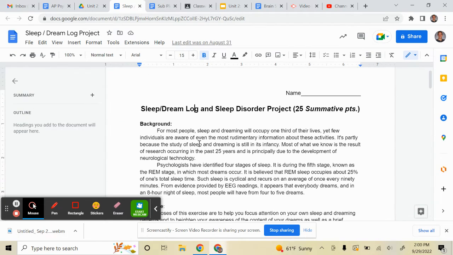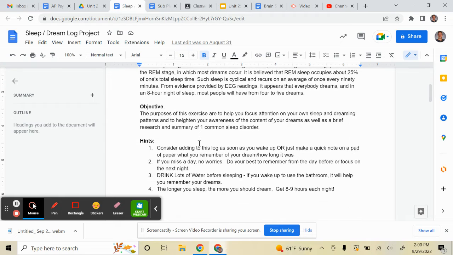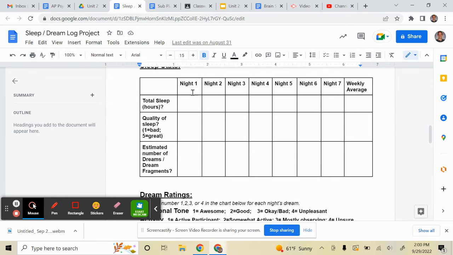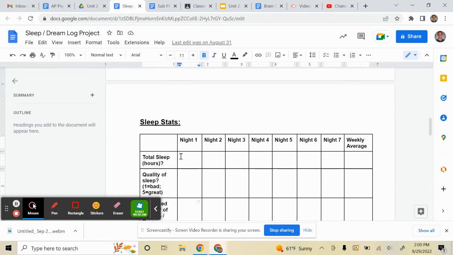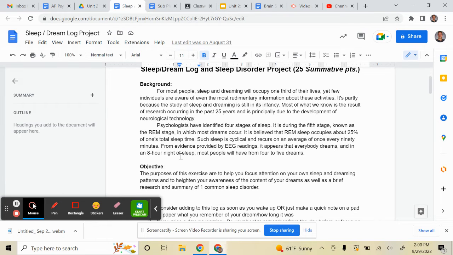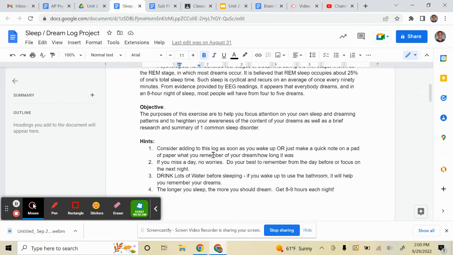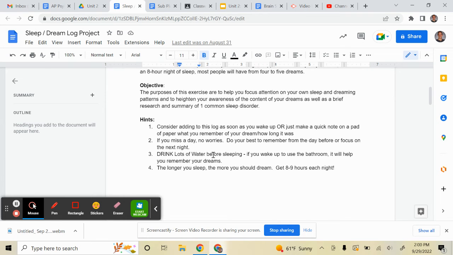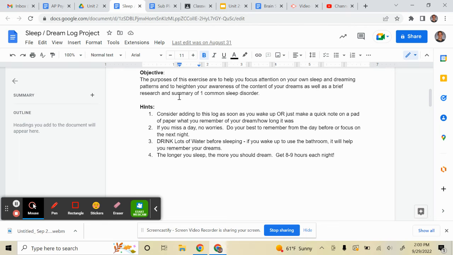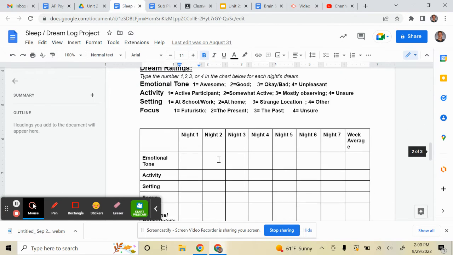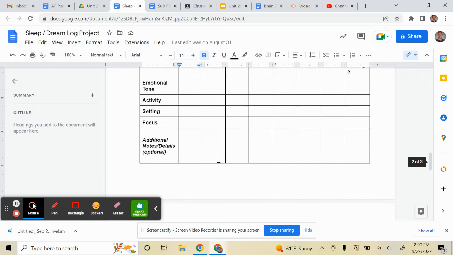But basically what you're going to be doing starting sometime this week or next week, you're going to have to keep track of hopefully 7 days worth of your sleep cycles as well as your dreams. So I've got some tips for you here. We'll talk more in class later this week as well as early next week about why we're doing this. The purpose of this exercise is basically to help you look at and examine your sleeping and dream patterns, and then also do some work on researching some stuff about sleep disorders. So there's a couple questions to go with it.